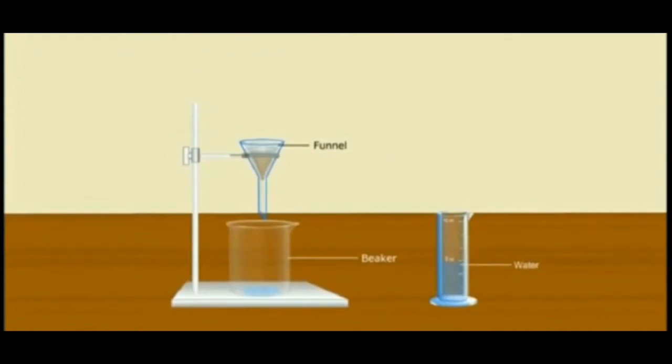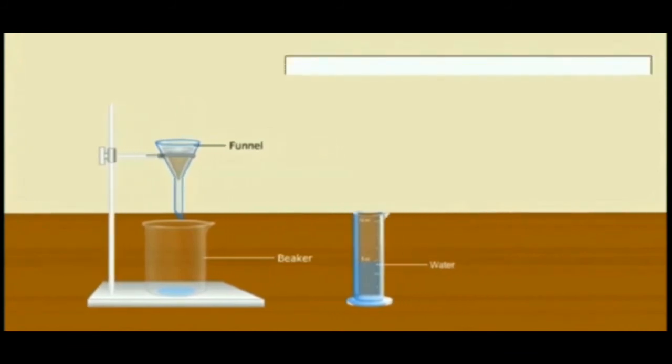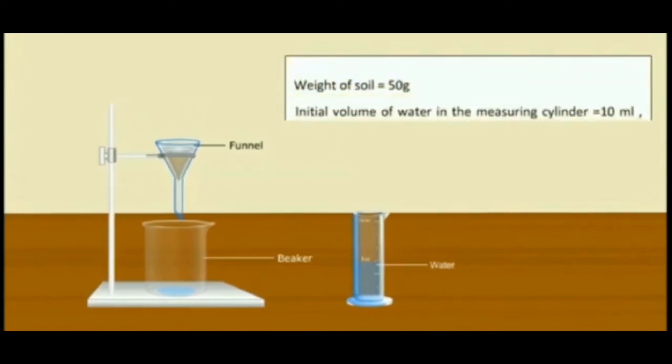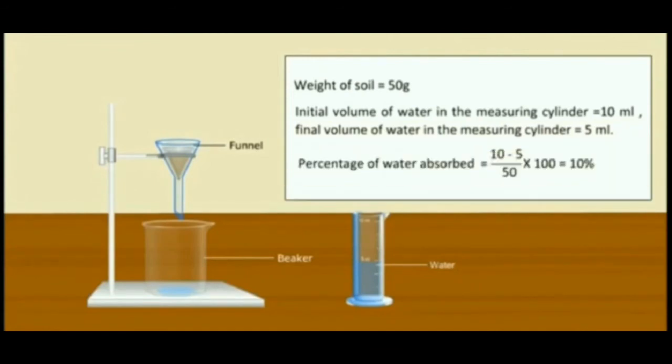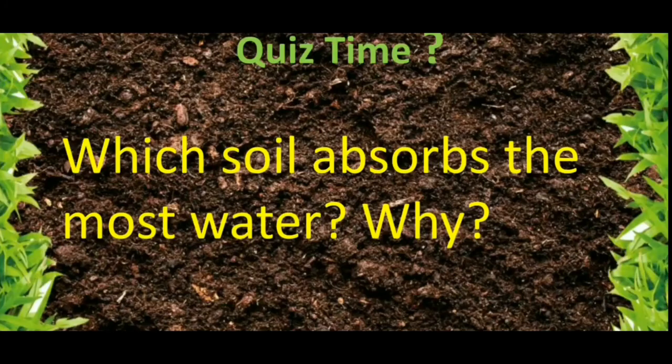Calculate the weight of the soil after it has absorbed the water. Weight of soil is equal to 50 grams. Initial volume of water in the measuring cylinder is equal to 10 milliliters. Final volume of water in the measuring cylinder is equal to 5 milliliters. Percentage of water absorbed is equal to (10 minus 5) upon 50 multiplied by 100, which is 10%.